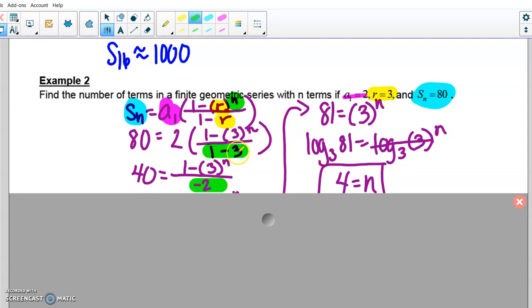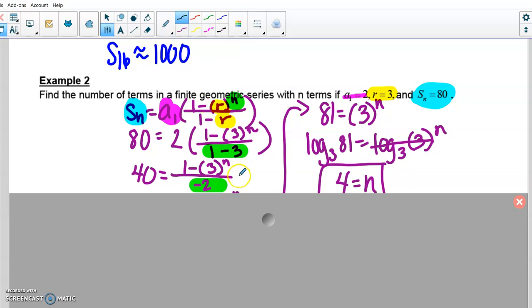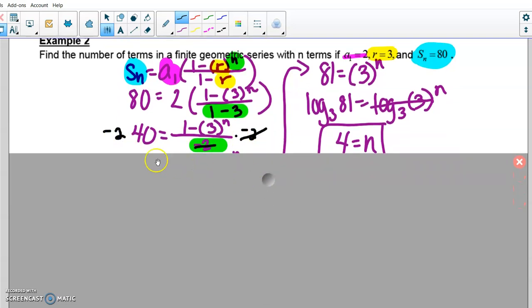So we know 1 minus 3 does give me negative 2. At this point, it's about as simplified as it can get. I need to get rid of this fraction. So remember, to get rid of a fraction, I can multiply both sides by that negative 2, and it'll get rid of the negative 2 in the denominator.